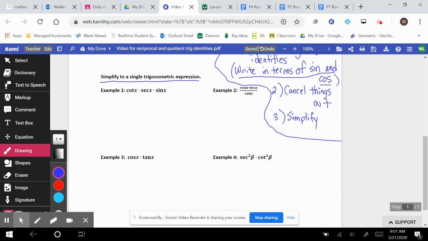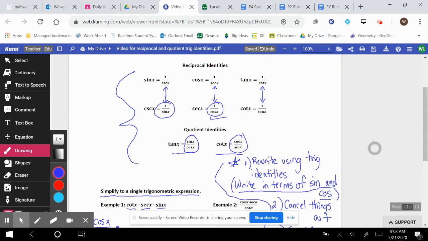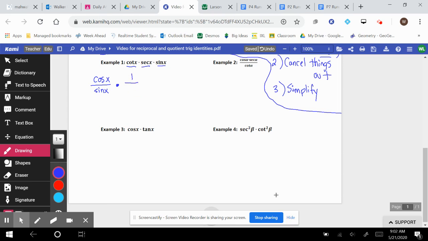All right, so let's show what that means here. So example 1, I have 3 trig functions being multiplied. Cotangent, I know, is cosine of x divided by sine of x. Okay, I'm multiplying that by secant. Remember, write in terms of sine and cos. In terms of sine or cos, secant is 1 divided by cosine. And then sine, whenever you get sine or cos, they're already in terms of sine or cos. You don't need to change the way sine or cosine look.